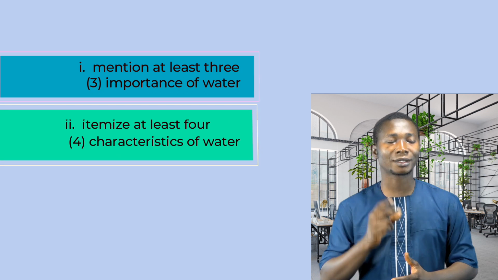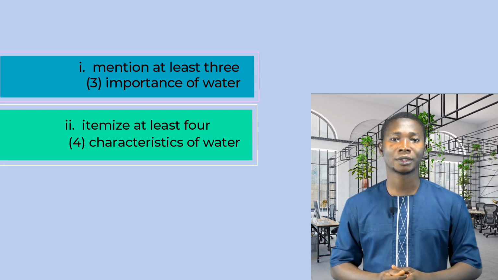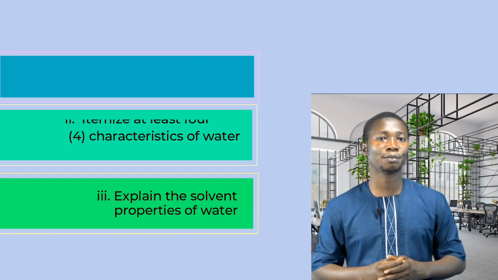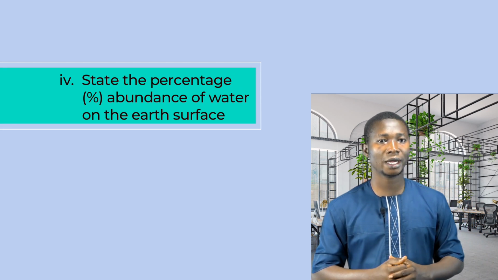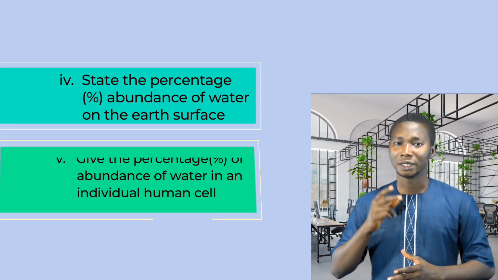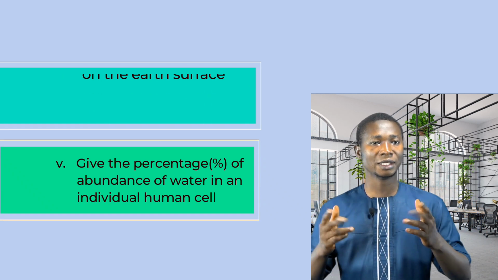Itemize at least 4 characteristics of water. Explain the solvent properties of water. State the percentage abundance of water on the Earth's surface. Give the percentage of abundance of water in an individual human cells.